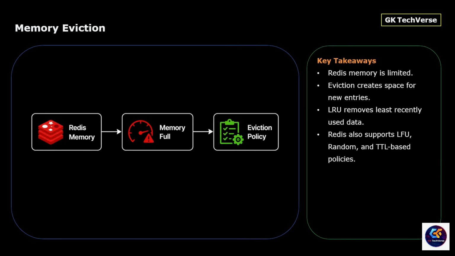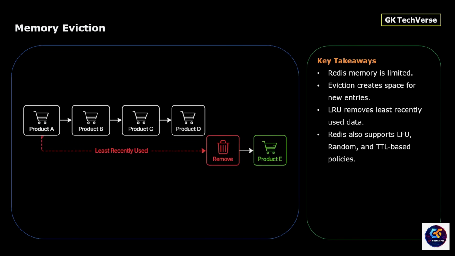The most commonly used policy is least recently used, or we can call it LRU. The idea is simple. If a cache entry has not been used for a long time, it is less likely to be needed again. Redis removes that old entry and stores the new one.